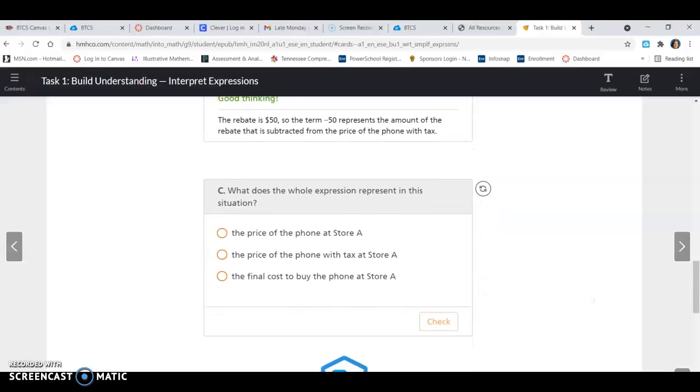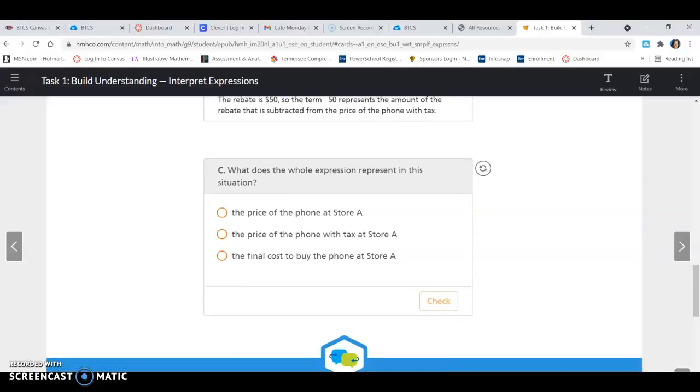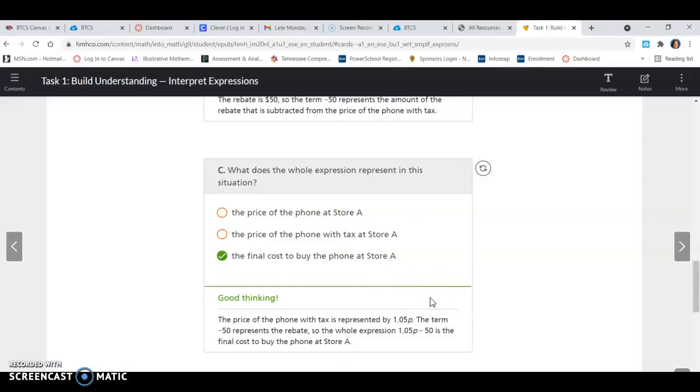All right, what does the whole expression represent in this situation? It's going to represent the final cost of what you buy, the final cost of the phone at store A. So the price plus the tax minus the rebate is the final cost of your phone.